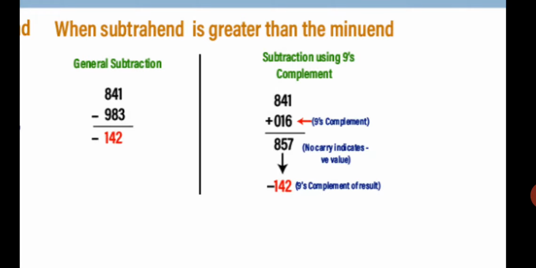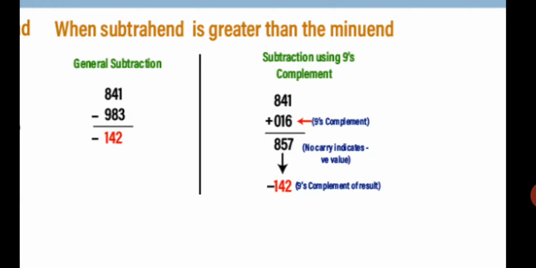1 plus 6 is 7. 4 plus 1 is 5. 8 plus 0 is 8. You are going to get the result as 857. Fine. Now once you get the 857, there is no carry. You don't have the concept of carry. What you have to do is convert your result again to 9's complement. When you don't have a carry, whatever result you get, you have to convert it to 9's complement again.